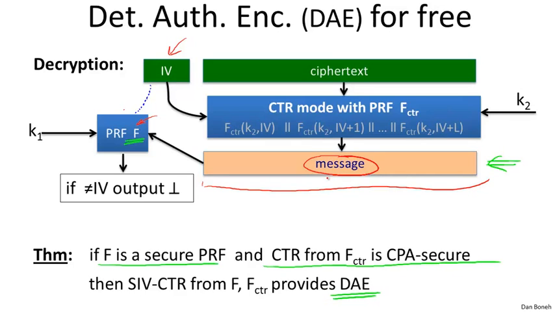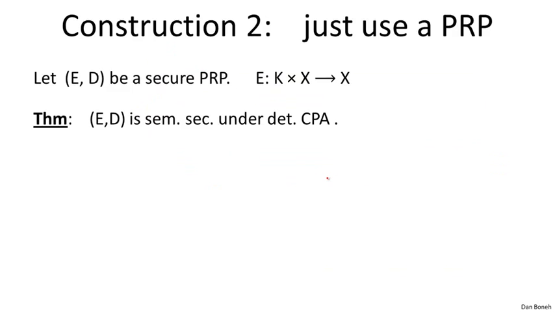If the messages are very short, say they're less than 16 bytes, in fact, there's a better way to do it, and that's the method that I want to show you now. So the second construction is actually trivial. All we're going to do is use a PRP directly. So here's what we do. Suppose (E, D) is a secure PRP, so E will encrypt and D will decrypt. And I claim that if we use E directly, that already gives us deterministic CPA security.